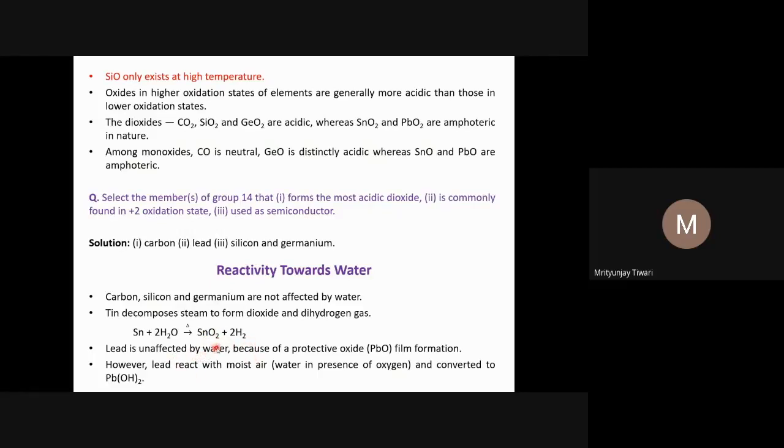Lead is unaffected by water because of protective oxide film formation. So lead forms a protective oxide film, which is PbO formation. However, lead can react with moist air. Means if oxygen is also there, lead can react with water. In that case, water in presence of oxygen gives Pb(OH)2. So one can write Pb plus water plus oxygen, and you will see the formation of Pb(OH)2.